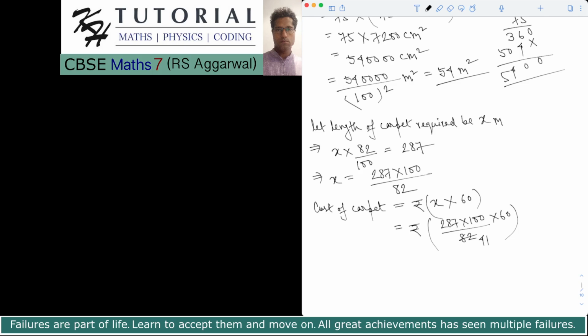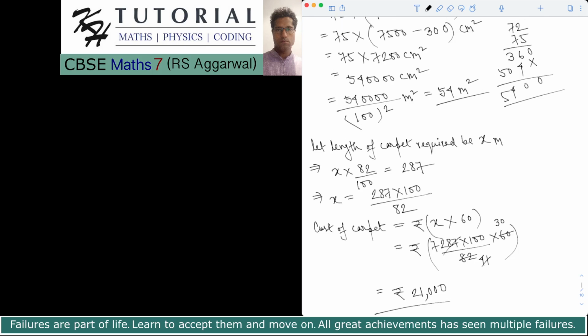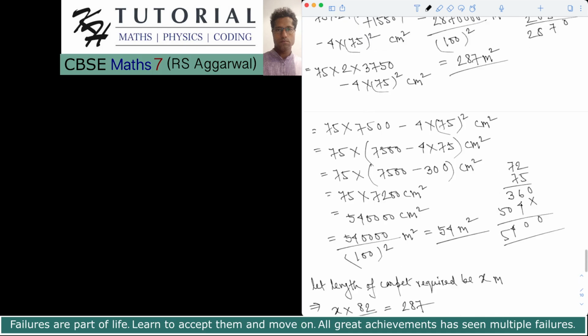41 divides 287 with 7. So this is equal to rupees 21,000. So rupees 21,000 will be the cost of the carpet, and the length of the carpet required is x meter, where x is 287 multiplied by 100 divided by 82, this much meter.